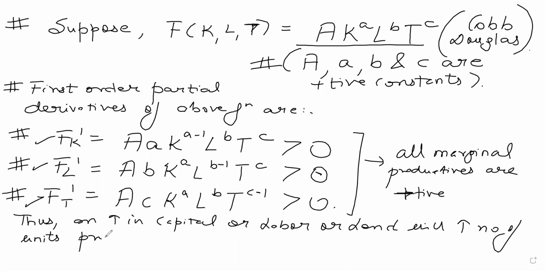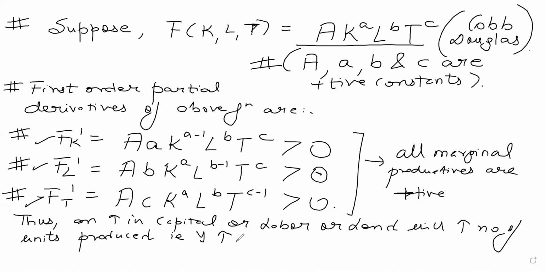But remember, when you are increasing one factor, others are kept constant. When you are increasing capital, labor and land are constant. When you are increasing labor, capital and land are constant. When you are increasing land, capital and labor are constant. So that is my output increases.